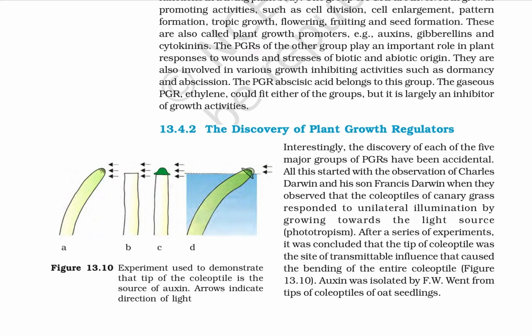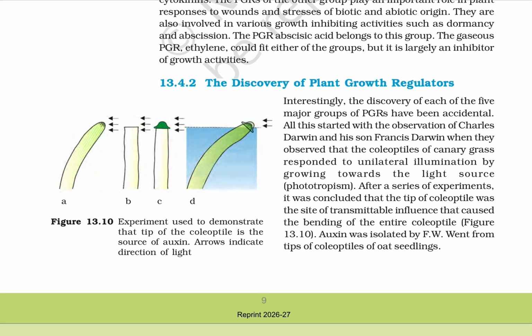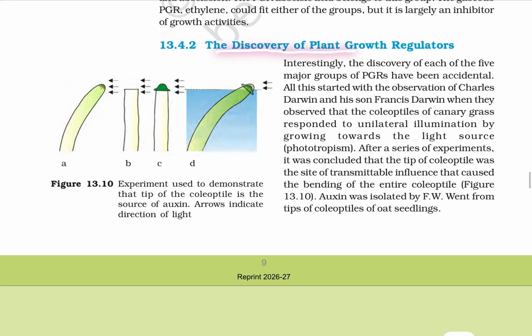The other group of plant growth regulators have an important role in plant responses to wounds and stresses of biotic and abiotic origin. These are involved in various growth inhibitory activities such as dormancy and abscission. The plant growth regulator abscisic acid belongs to this group. The gaseous plant growth regulator ethylene could fit either group, but it is largely an inhibitor of growth activities. The discovery of plant growth regulators.